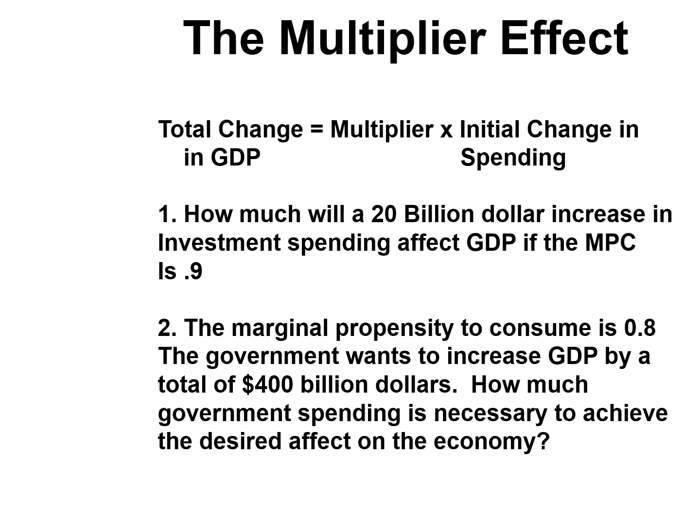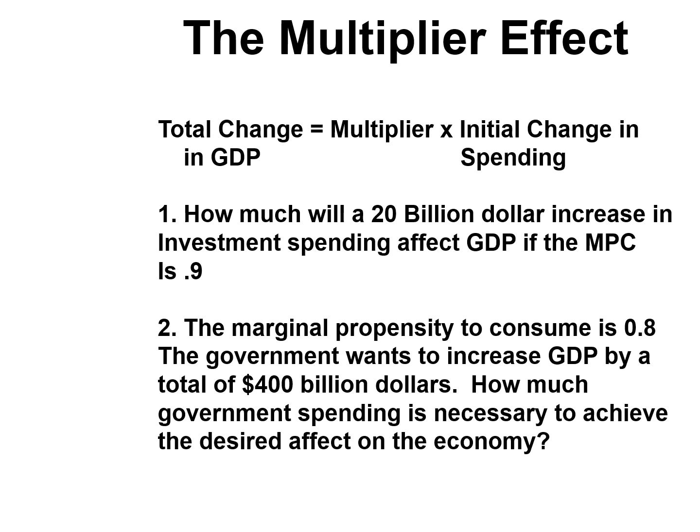The second question presents the concepts in a different format. It says, okay, assume the marginal propensity to consume is 0.8, and the government desires a total increase in GDP of $400 billion. So in this problem, you know the total change in GDP.